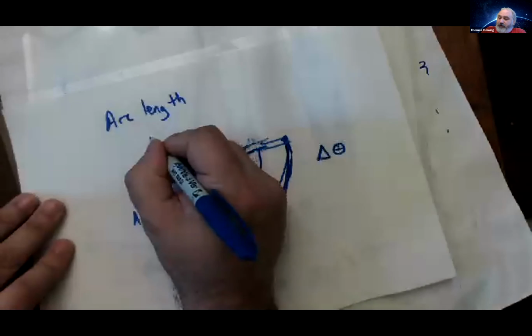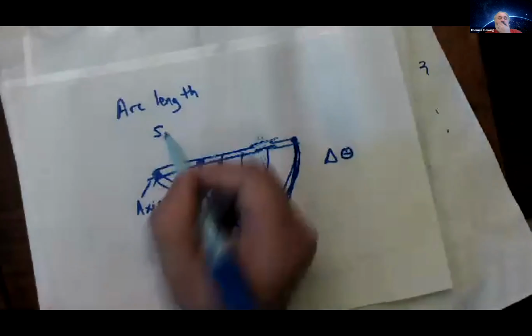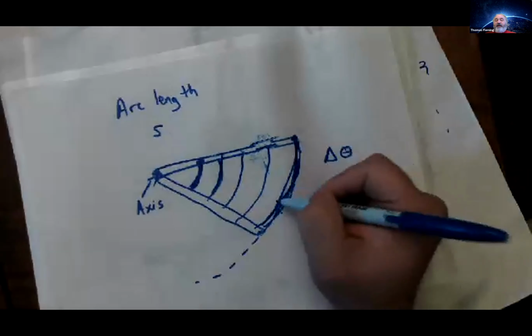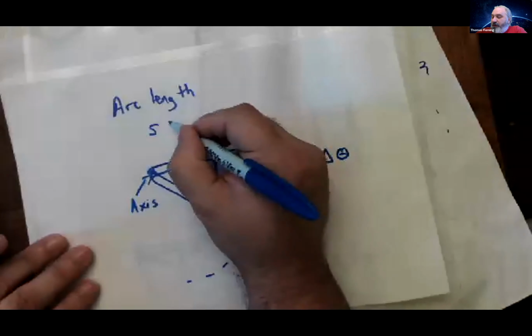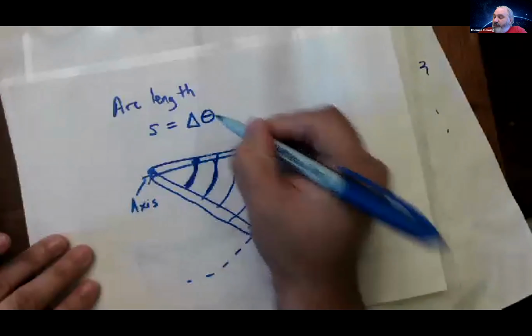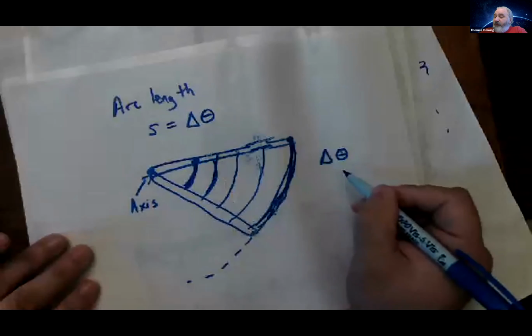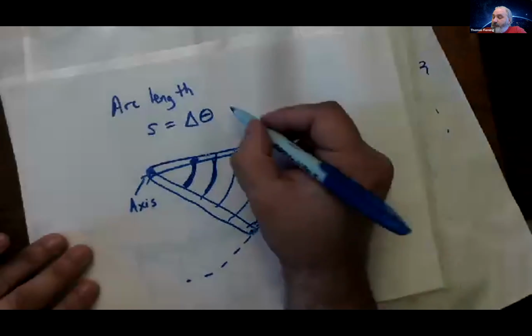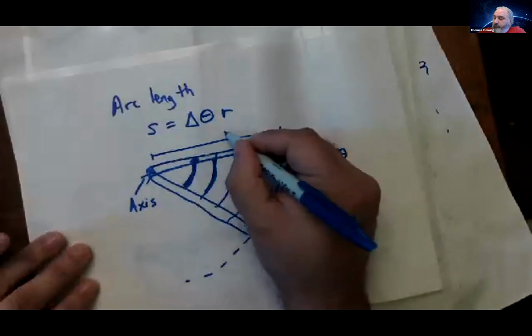And we'd use the letter S to represent the arc length. So arc length would be measured in meters. It's how many meters that section has traveled. And what's going to happen is the arc length is related to the angular displacement, because all I've got to do is multiply by r, where r is the radius.